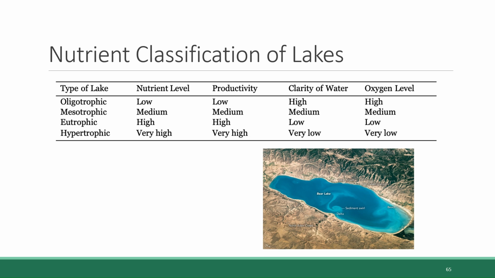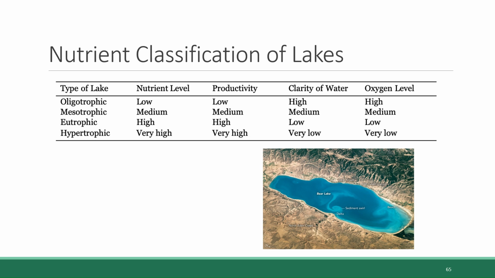But getting back to the table for just a moment, the next category down is mesotrophic, which has medium levels of nutrients, therefore medium productivity, medium clarity of water, medium oxygen levels. And then you get into eutrophic lakes, which have high nutrients, high productivity, but as a result, there is low clarity and low oxygen. So you can see a trend where the higher the nutrient level, the higher the growth of microbes and algae in the lake, the lower the clarity of water, and the lower availability of oxygen.